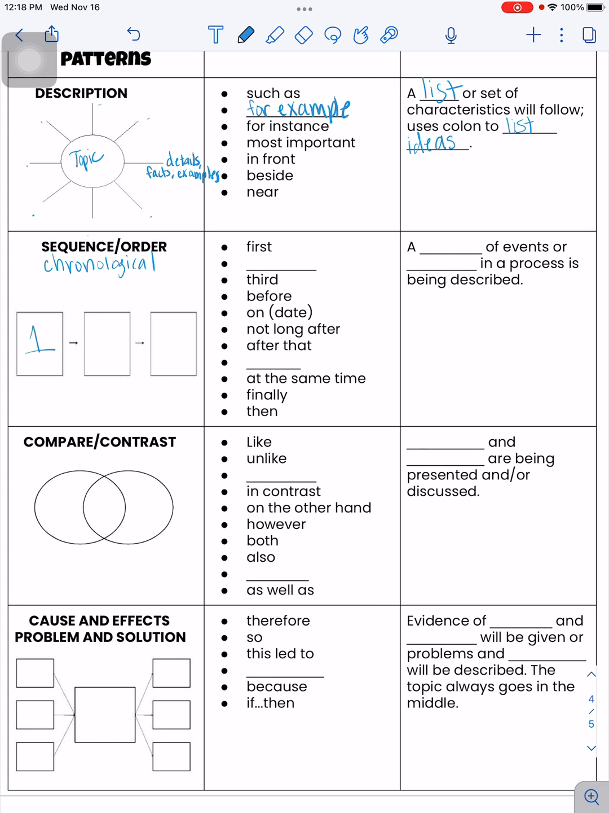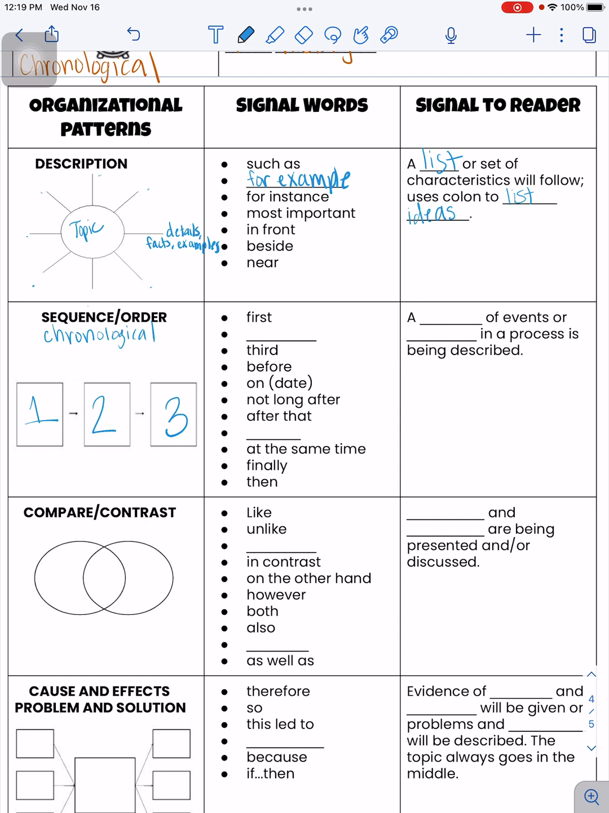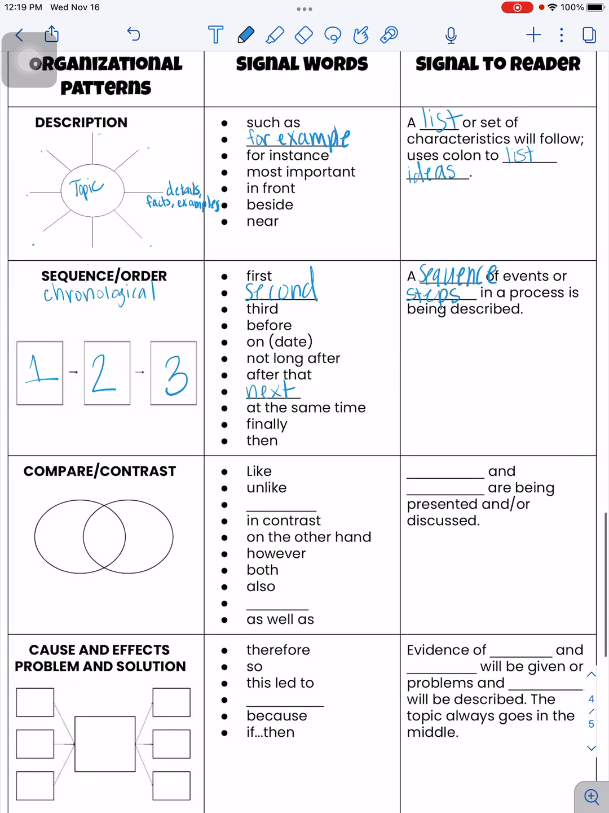So whatever event happens first, and then second, and then third, we're just putting those events in order. So our signal words for chronological are first, second, third, before, on a date, not long after that, next, at the same time, finally, then. All of those clue you into the fact that you might be looking at a sequence order chronological organizational pattern. The signal to the reader is when a sequence of events or steps in a process is being described. If you see that, you know you're probably looking at the chronological organizational pattern.